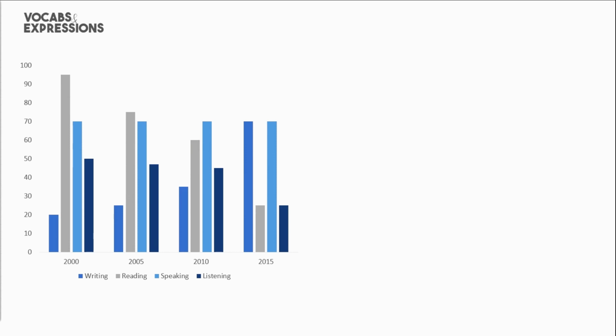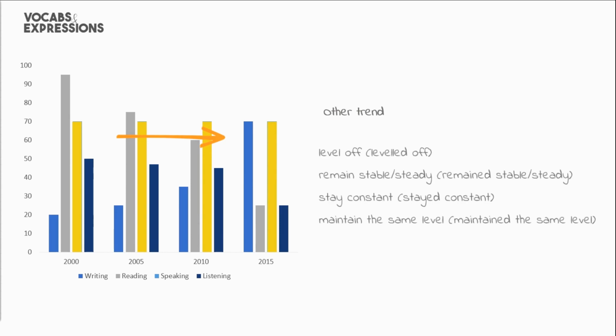And if the graph has this trend, we use these expressions both in the past and in the present form: level off, leveled off, remain stable, steady, remained stable, steady, stay constant, stayed constant, maintain the same level, maintained the same level.